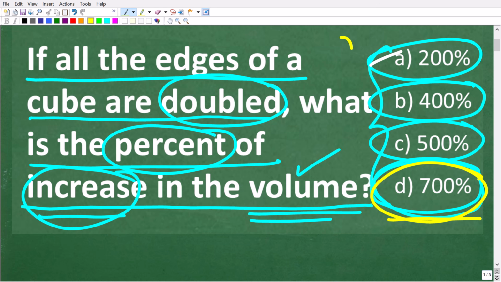Now, if you got this right, I definitely have to give you a nice little happy face and an A plus. That is fantastic. You definitely need to understand the percent of increase. This is a basic math concept that confuses a lot of people, but in terms of percent problems, percent of increase and decrease problems are very common.